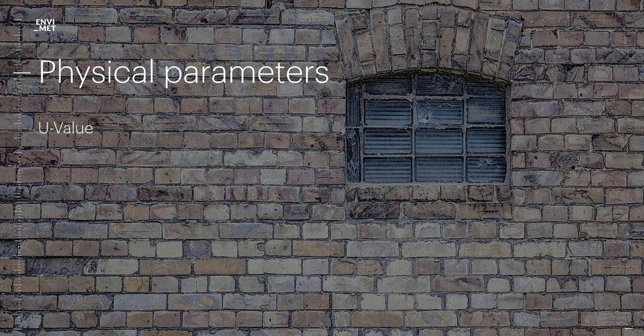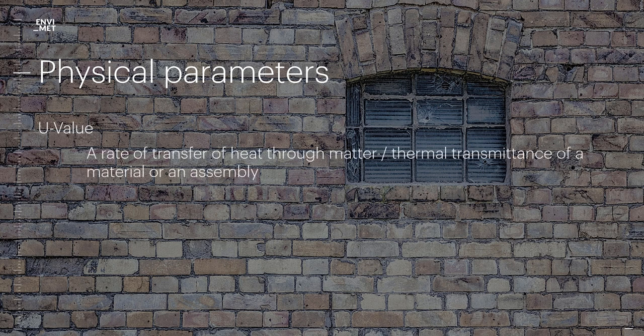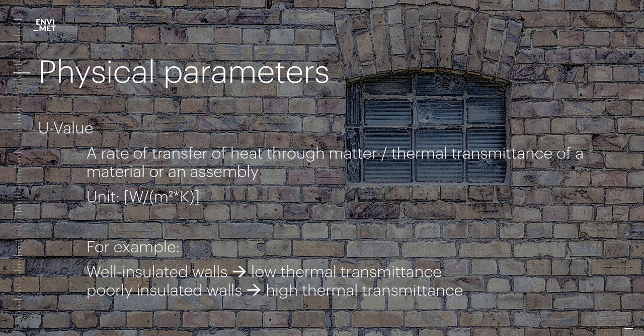The next parameter I was talking about earlier as well is the U value. So the U value is a rate of transfer of heat through a matter, so more or less a thermal transmittance of material or an assembly of materials. Its unit is very similar to the thermal conductivity. Its unit is watts per square meter and Kelvin. So this gives you an idea about how well insulated a wall is. So it should have a low thermal transmittance, and a poorly insulated wall should have a high thermal transmittance.